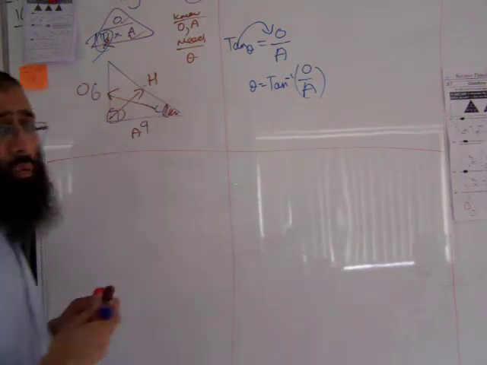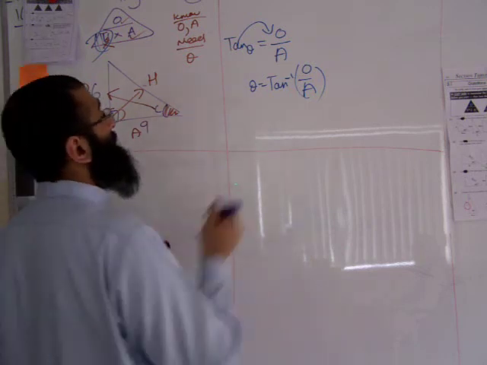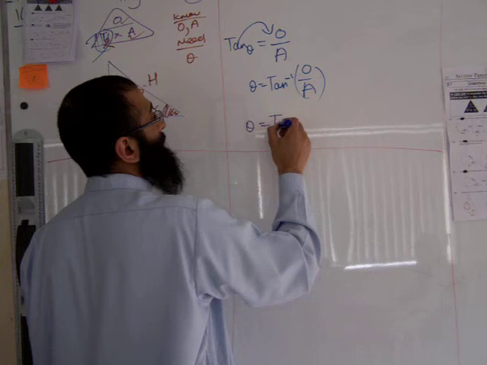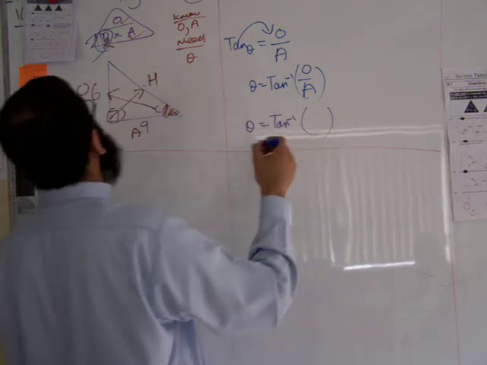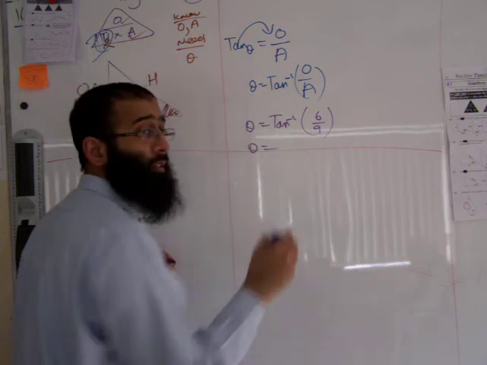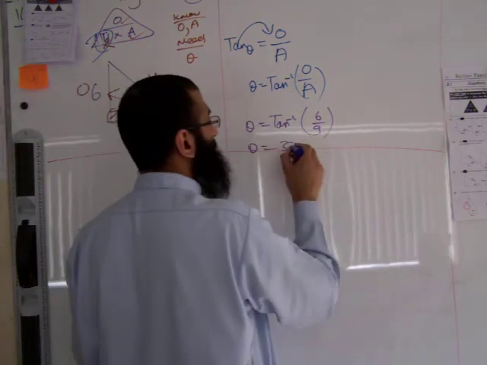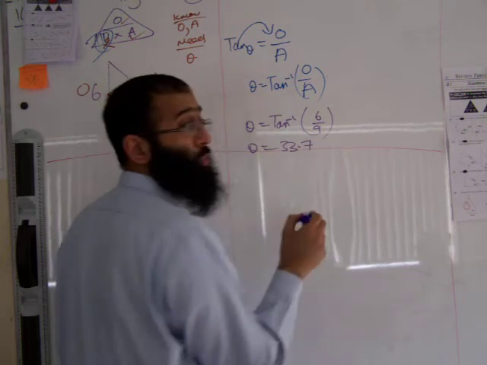So the opposite of tan is called the inverse tan. It doesn't have a separate name. Now we put the values in there. The O value was 6 and the A value was 9. So what do you get for that? 33.7. And that's to 1 dp.